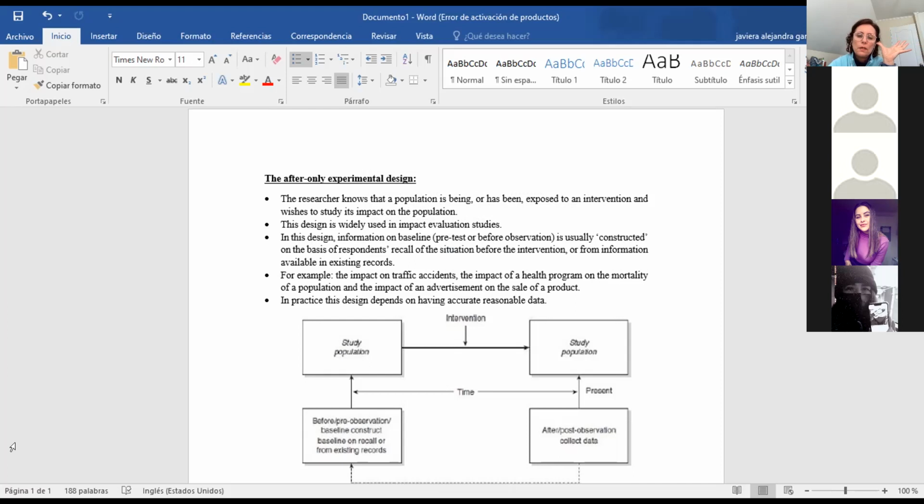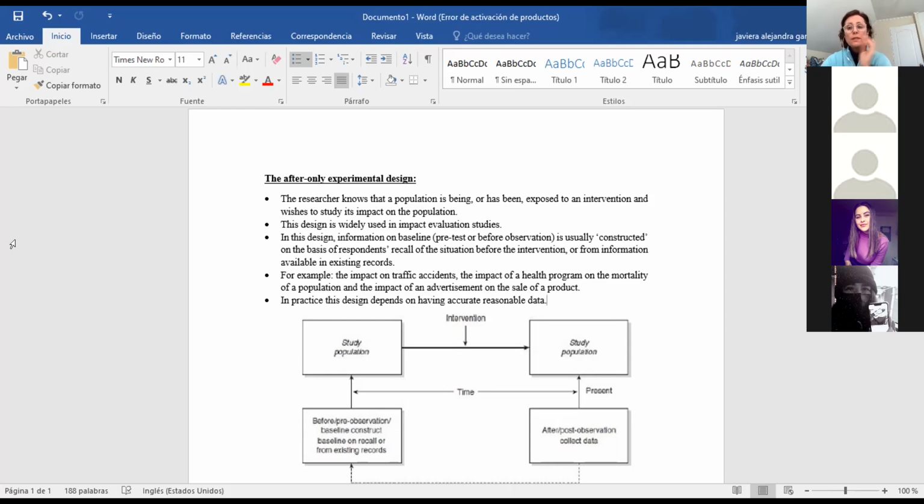Yes, so remember, in here we do not have a test. We might, but probably in some cases you don't have the pre-test. You don't have the diagnosis. So you can recall that. There are some examples, according to the text: the impact on traffic accidents, the impact of a health program on the mortality of a population, and the impact of an advertisement on the sale of a product.